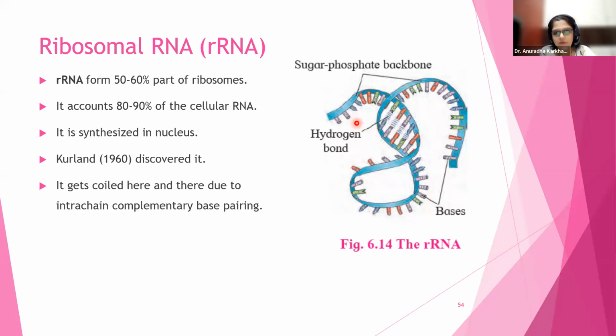Kurland discovered rRNA. It gets coiled here and there due to interchain complementary base pairing. What does this mean? By chance, if A, T, G, C come face to face, double strands can form like this, by chance. But mRNA is always a linear molecule. This is a thumb rule. mRNA will never fold. mRNA is going to be a straight linear molecule. rRNA might fold to form loops here and there.